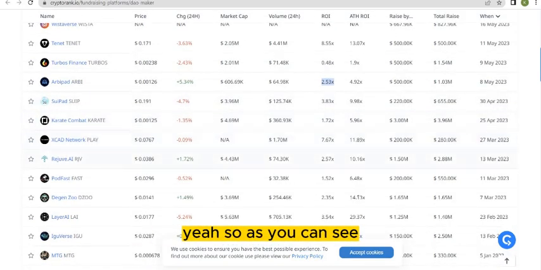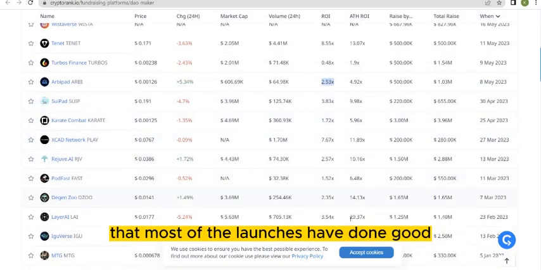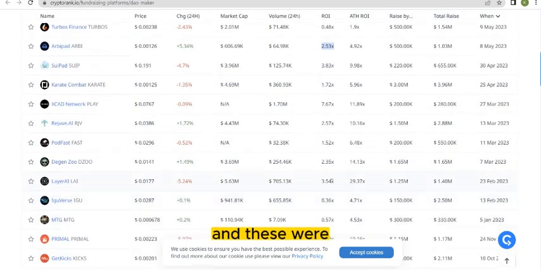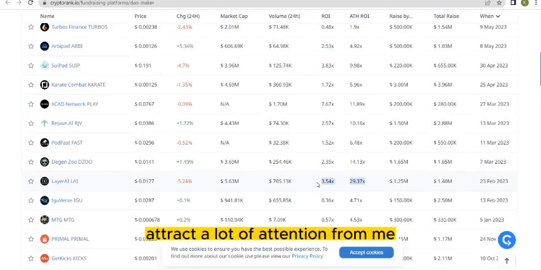Yeah, so as you can see, most of the launches have done good. This one is an exceptional one, and these are the ones which actually attract a lot of attention from me and also from IDO investors, which is a 29x on the launch.